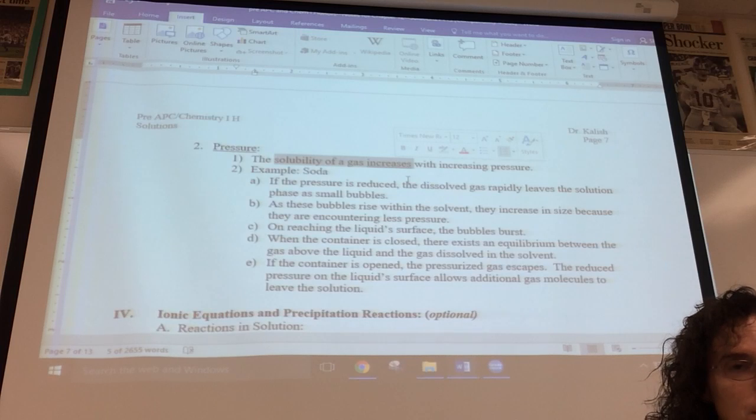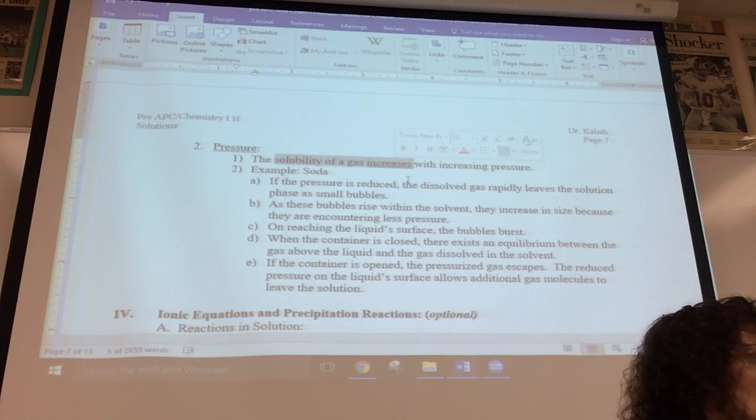When you open the soda can, uncap the soda bottle, the pressure will decrease and you will hear that fizzing sound. Some of the gases are escaping from the solution. When you decrease the pressure, the volume's going to increase, those bubbles are going to move upward, and ultimately they will pop.